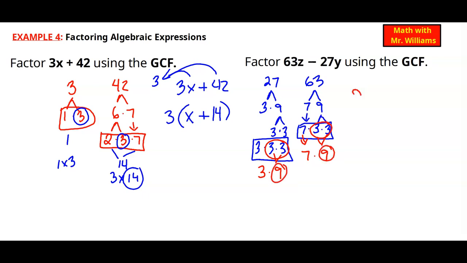So I'm going to bring it out front with my parentheses. And what times 9 gave me the 63? That was the 7. And then I cannot factor out any of the variables. So z stays, minus what times 9 gave me 27? That was 3. And so I bring the y back in too. All right, and there's our second answer.